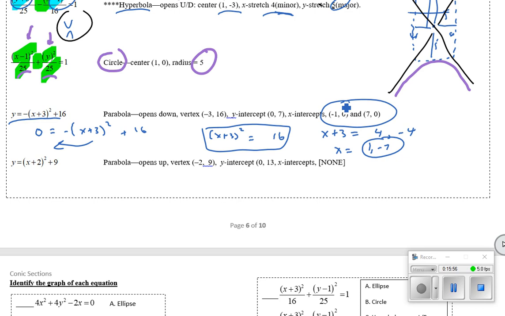The y-intercept, how do you find the y-intercept? You let x be 0. So if x is 0, then that becomes negative 9 plus 16. My y-intercept is x is 0, y is 7.